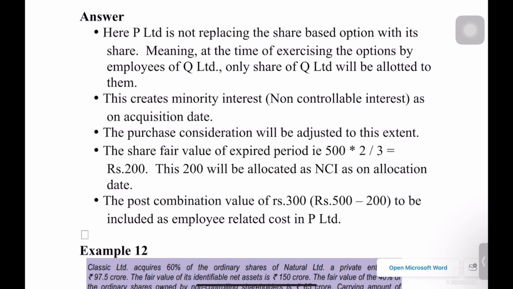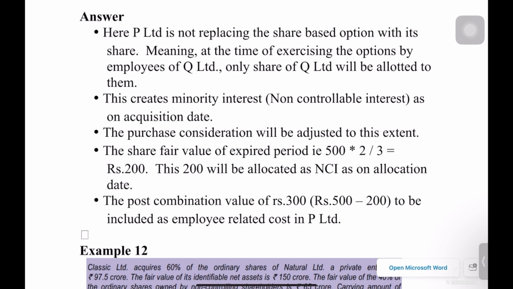So this creates minority interest. Minority interest means in a company, the majority is held by the acquirer, and there is still a remaining share. Those remaining shares will be called the minority interest, also called the non-controllable interest. So the purchase consideration will be adjusted to this extent.